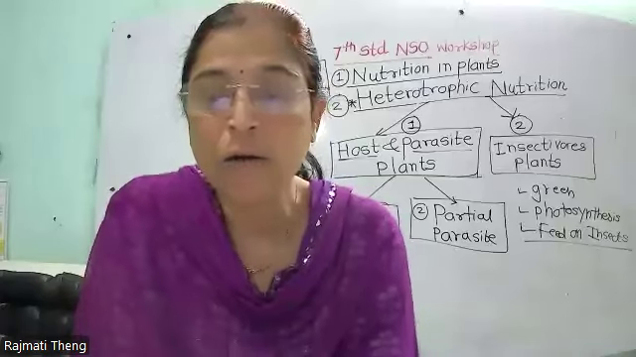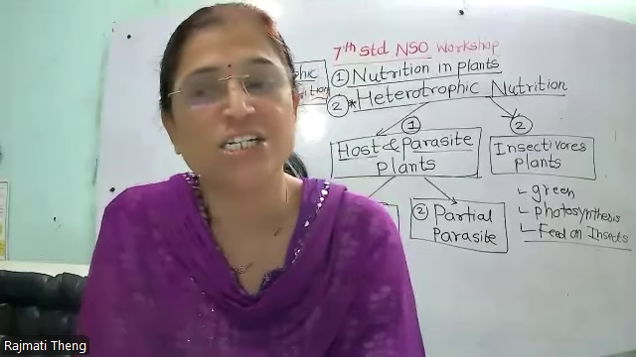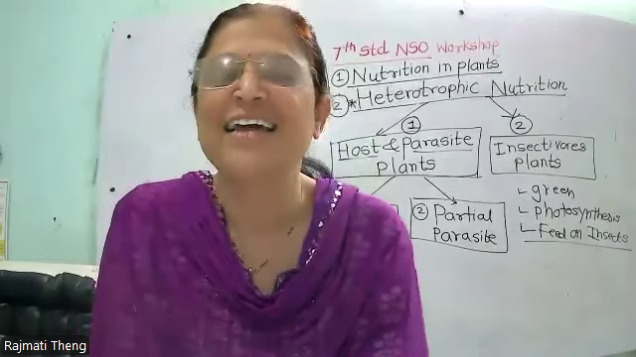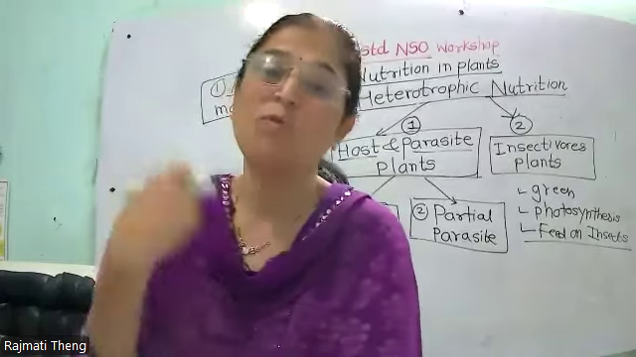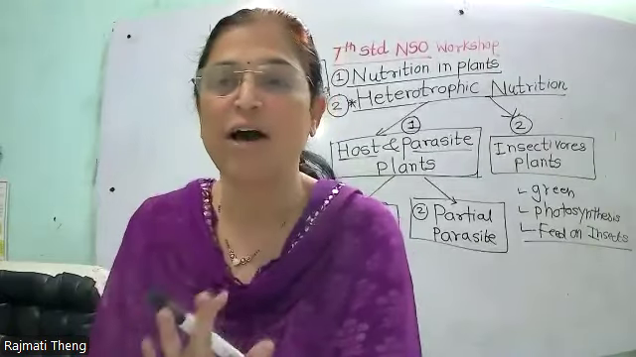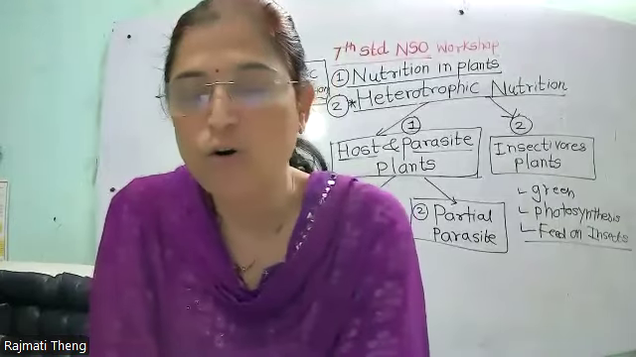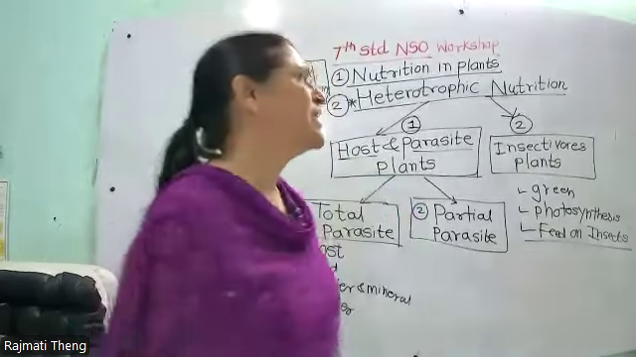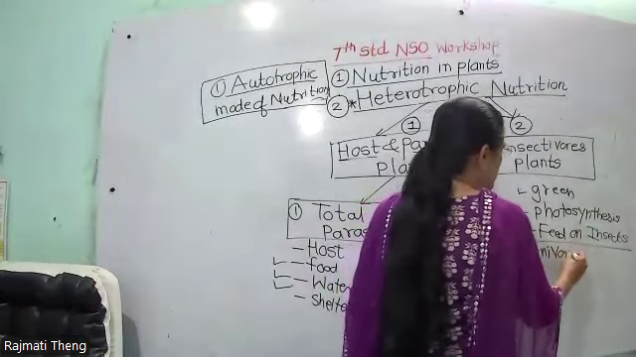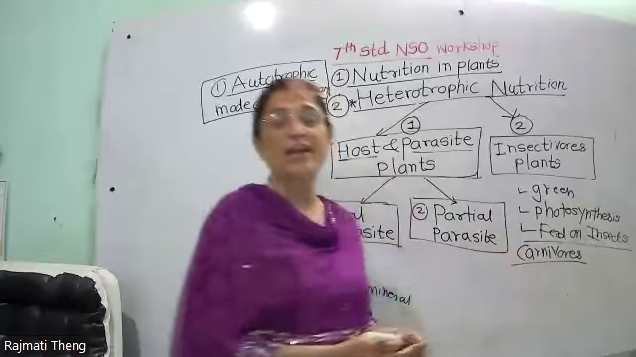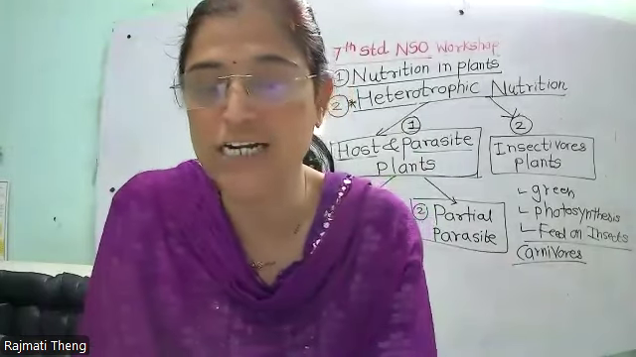So why are they eating insects? Because they grow in a type of soil in which there is a lack of nitrogen. So by eating insects they fulfill their nitrogen requirement. That's why they are eating insects and they are called insectivorous plants, or they are also called carnivorous plants.